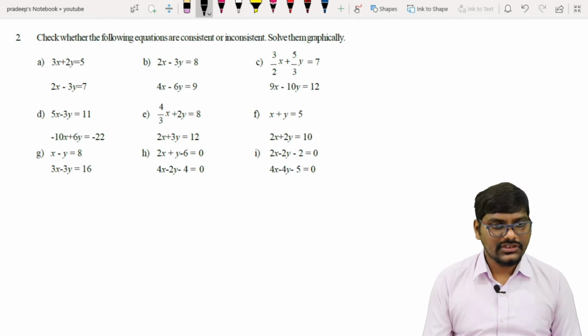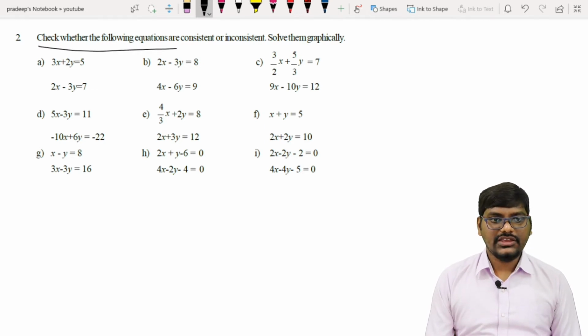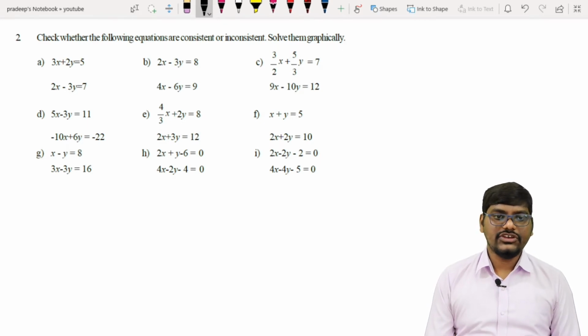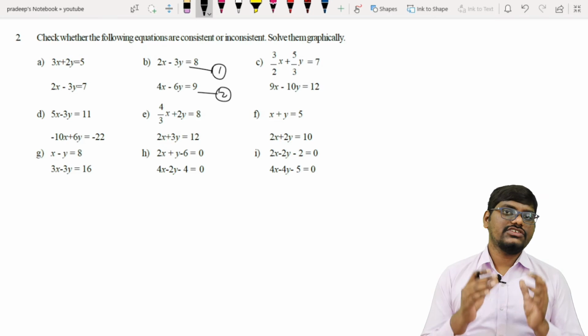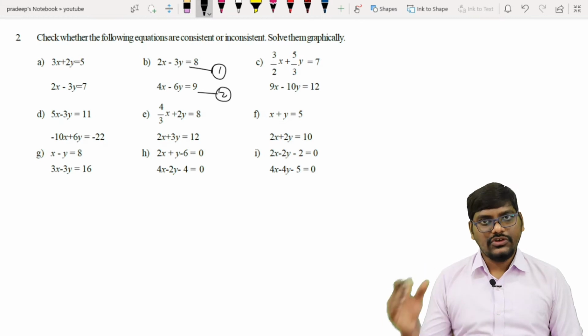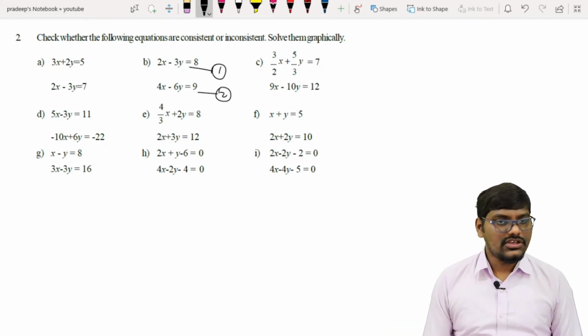Now they are asking us to check whether the following equations are consistent or inconsistent. Also they are asking us to make a graph for the given two equations. This is equation 1 and equation 2. Now we have to find out whether these two equations are parallel, intersecting, or coincident. So let's go forward and solve them.